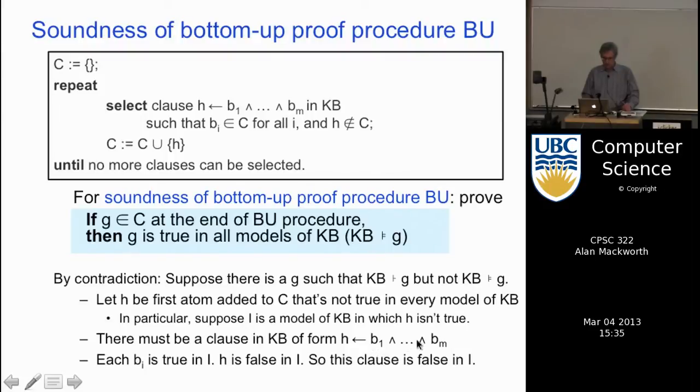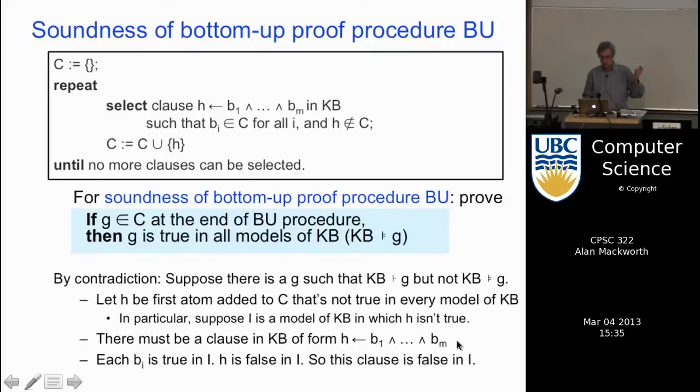Each Bi is true in I, because each of the Bi's is true in all models. H was the first atom for which it's not true in every model. So the Bi's are all true, and H is false. As we said here, H is the first atom that's not true in every model, and it's not true in I. So H is false.